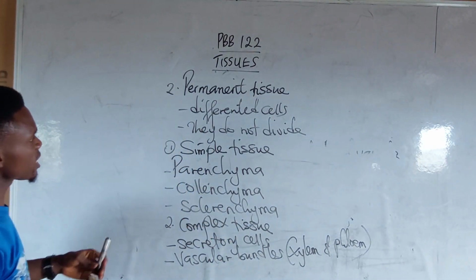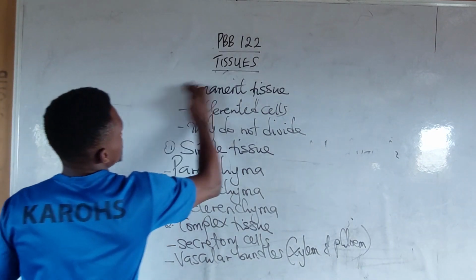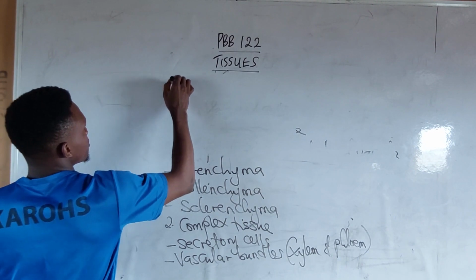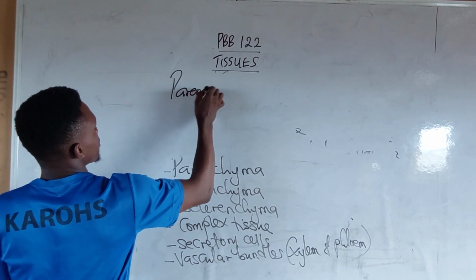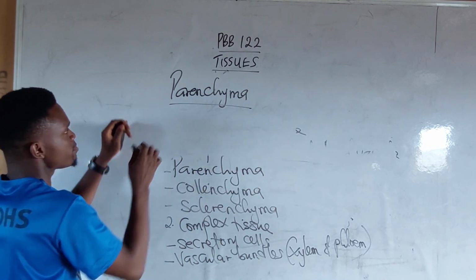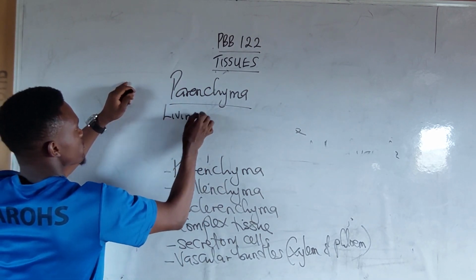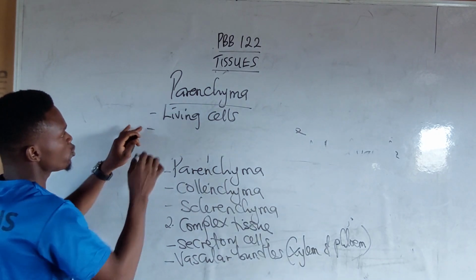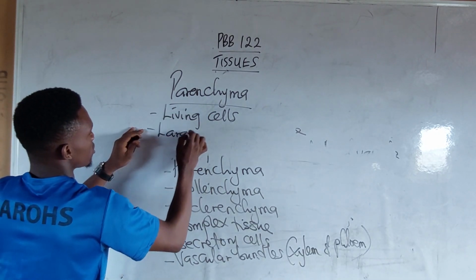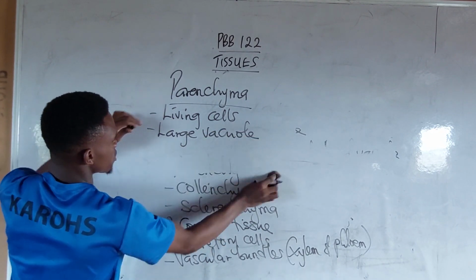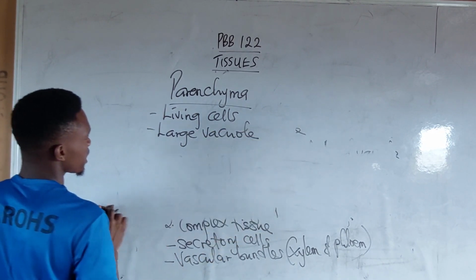Now, what is the function of these guys? The function of the parenchyma. Now, parenchyma is made up of what? Living cells. That is number one. Two, it's made up of what? Large vacuole. Living cells and large vacuole.